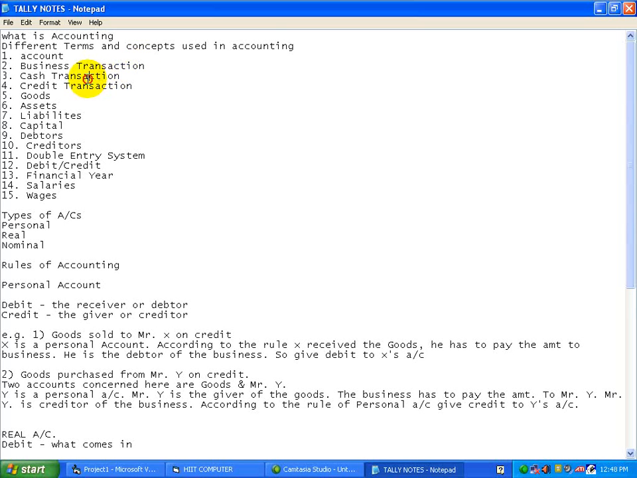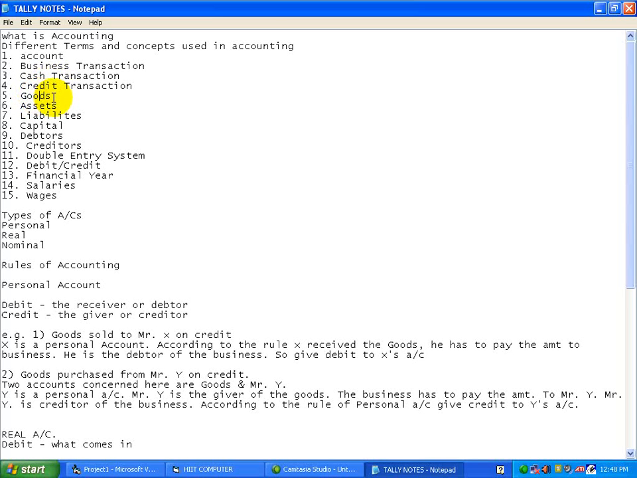The next term is cash transaction. A transaction in which goods, assets or services are purchased or sold against immediate cash is called cash transactions. Next, credit transaction. A transaction in which goods and services are purchased or sold on credit, namely certain value of the goods and service is payable or receivable in future, is called as credit transaction.